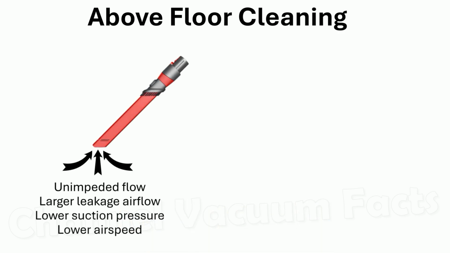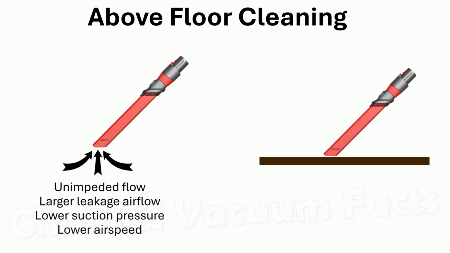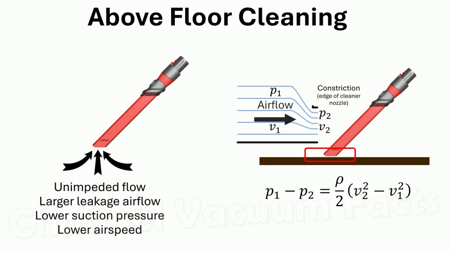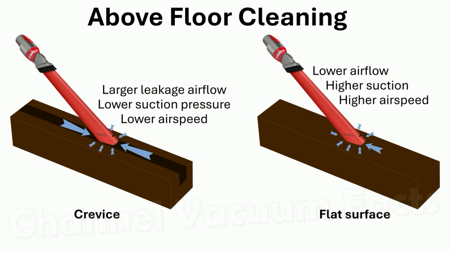Above floor cleaning often involves an open tool, offering relatively lower air resistance that draws in larger air currents. As with a cleaner head, when the nozzle is bounded by a surface, airspeed increases following the Venturi effect. It also increases air resistance, reduces airflow, and increases suction pressure, which also increases airspeed. If there's a gap, like a deeper crevice, then there's less resistance and more leakage airflow relative to a flat surface, reducing suction and airspeed.